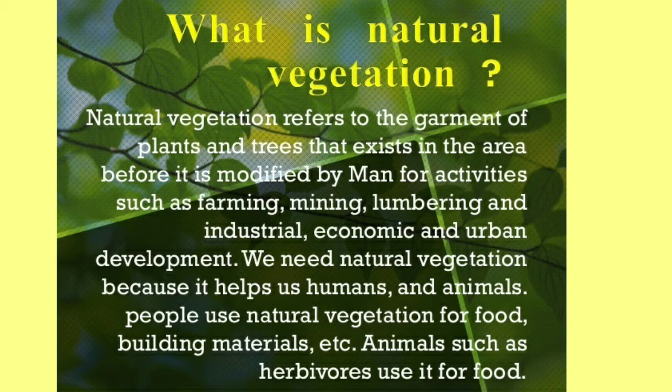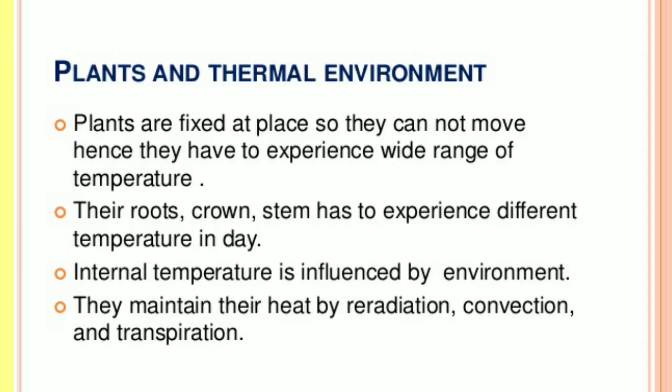So what is natural vegetation? The vegetation that we see around us and that grows absolutely naturally without any kind of interference of human beings is called natural vegetation. The lush green cover that we see when we travel to the mountains, or the lush green that we see near the plain regions, all these will be termed as natural vegetation. All right.